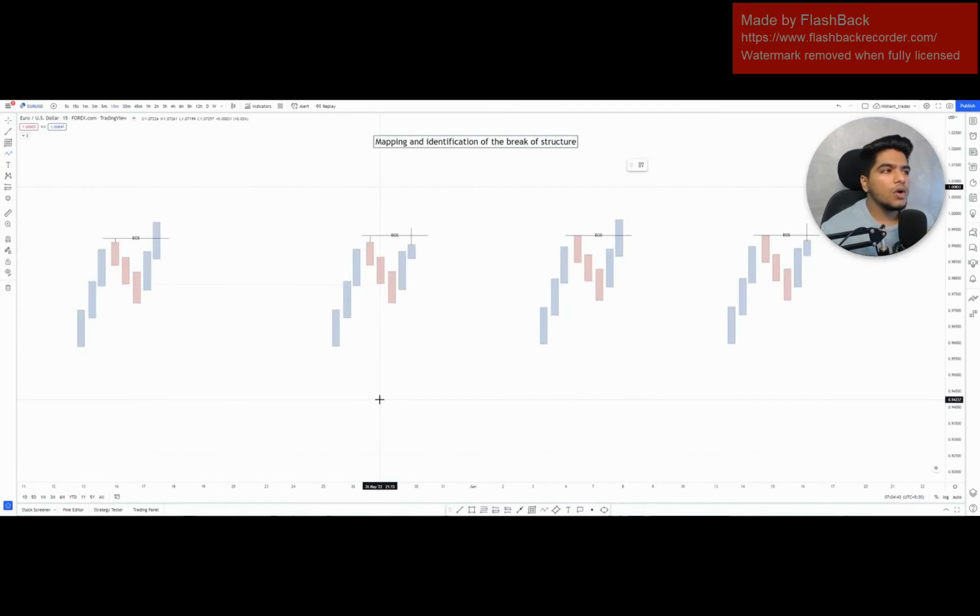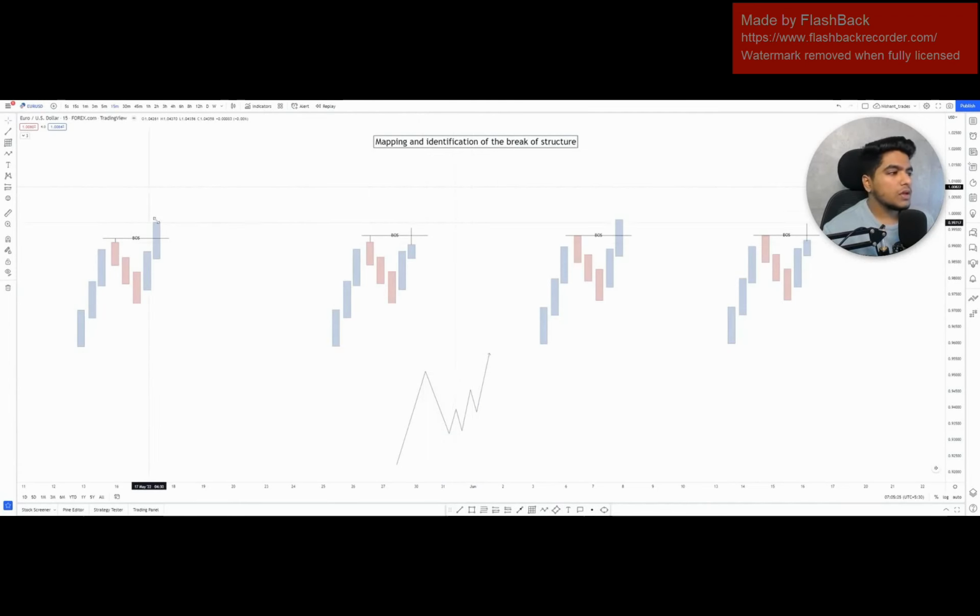So now we're going to talk about mapping and identification of the breakout structures. What does that mean? When prices are moving up higher, once we hit an area of resistance or a supply, we retrace, right? And then when we again get a realignment, and prices start moving up higher, and we take out this high, we will get a breakout structure. But for a breakout structure, we actually need a body closure above this specific high.